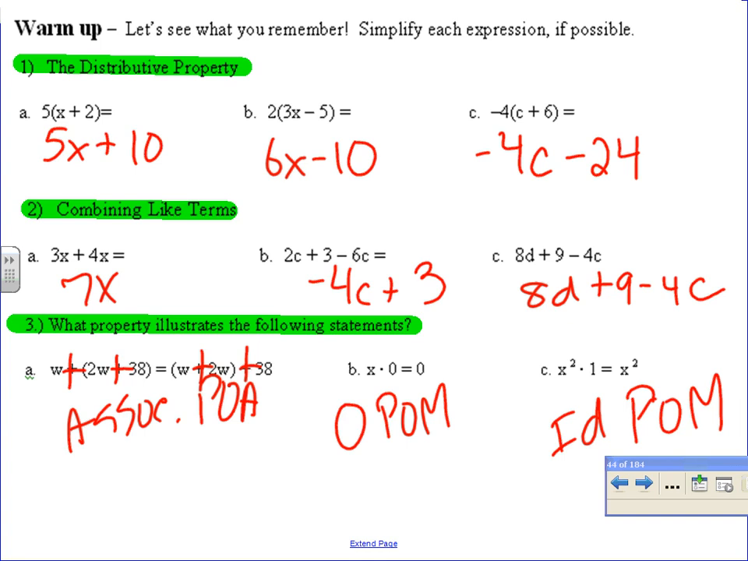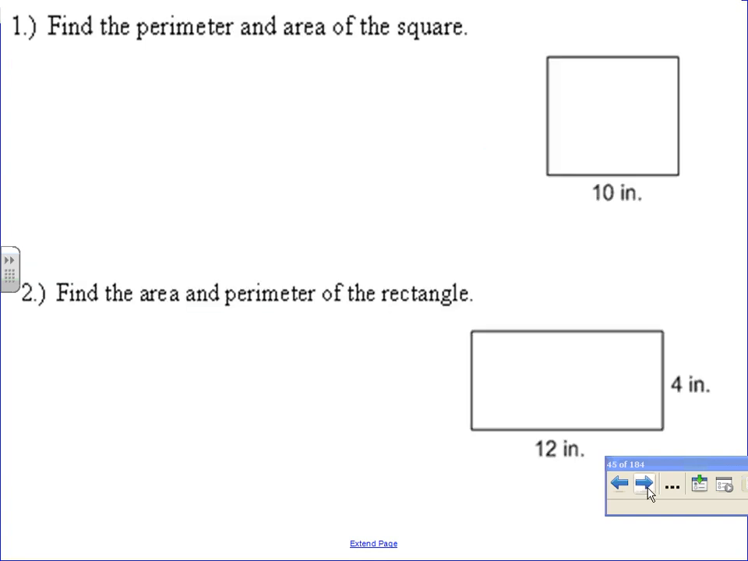Give me a thumbs up, thumbs down on 1 and 2. I'm just curious. Be honest with me. Okay, thank you. All right, let's go over homework. We're going to start with the homework from the notes. So page 5, number 1 and 2. I'm just going to ask you what you got.